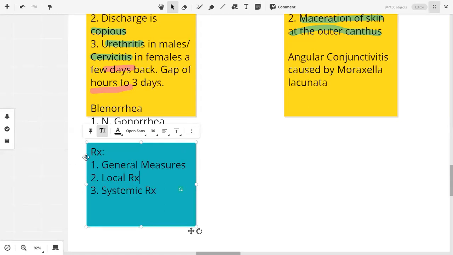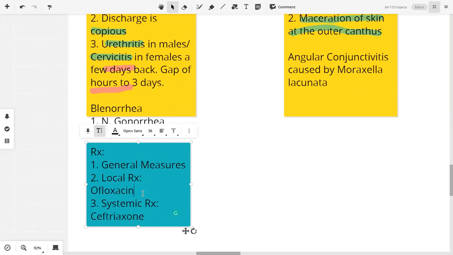Now we know that some organisms are more susceptible to some drugs. For example, for Neisseria gonorrhea there is one drug which we give systemically. It's ceftriaxone. Everyone remembers it from Sketchy. Ceftriaxone is a drug which we give systemically for Neisseria gonorrhea. For local treatment, we will always start with broad spectrum antibiotics when we do not have our culture and sensitivity reports. And the important broad spectrum antibiotic is ofloxacin.